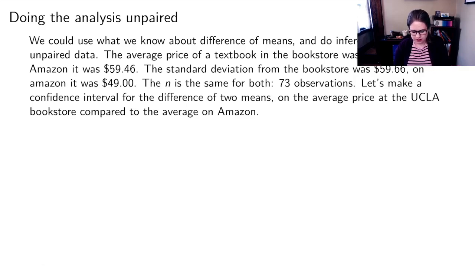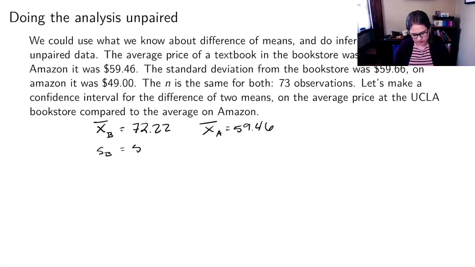It looks like my video is blocking some of the information, but the average price of a textbook in the bookstore, so x-bar in the bookstore, was $72.22, and the x-bar on Amazon was $59.46. And then we also have the standard deviation. The standard deviation for the bookstore was $59.66, and the standard deviation on Amazon was $49 even. The n is the same for both groups. So the n for the bookstore is 73, and the n for Amazon is 73.